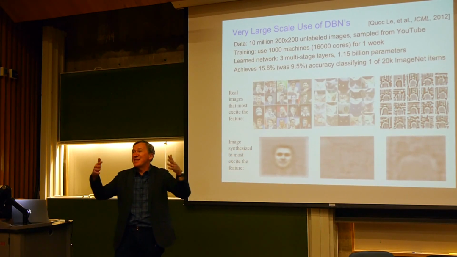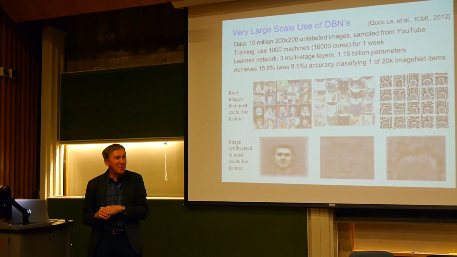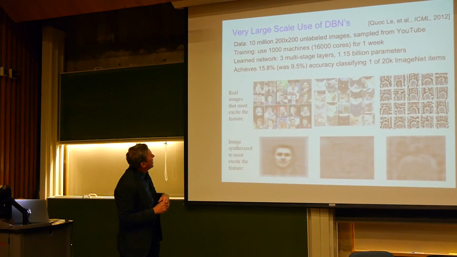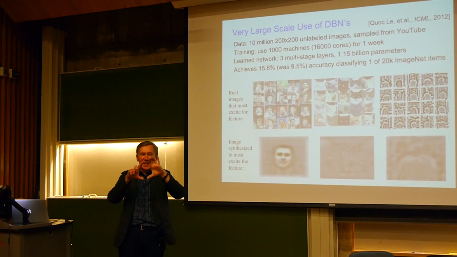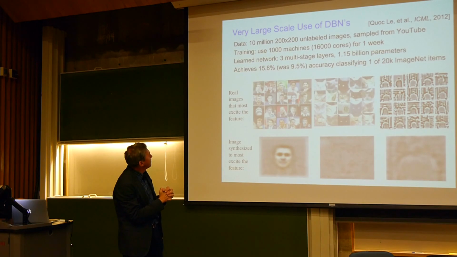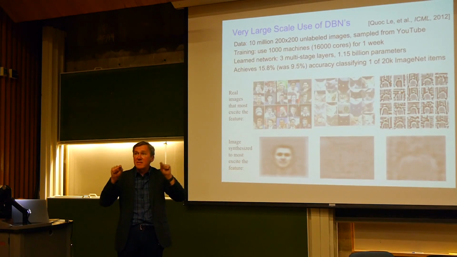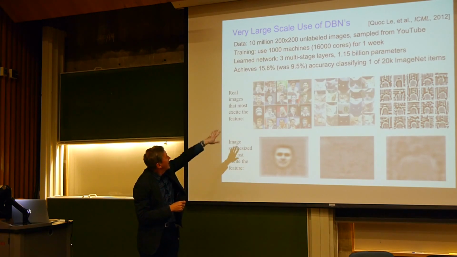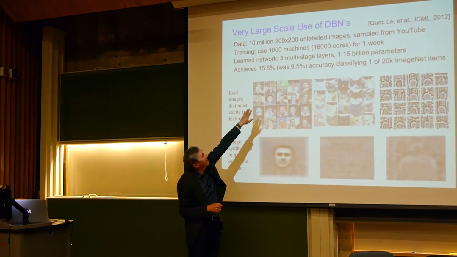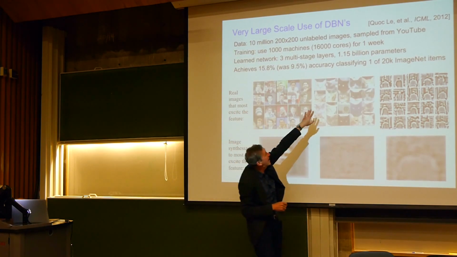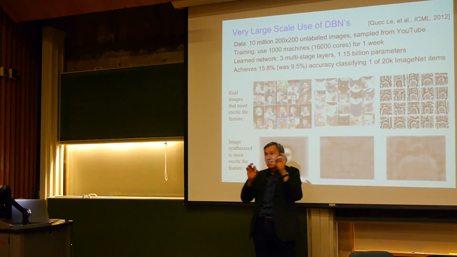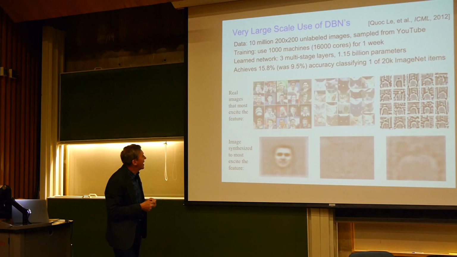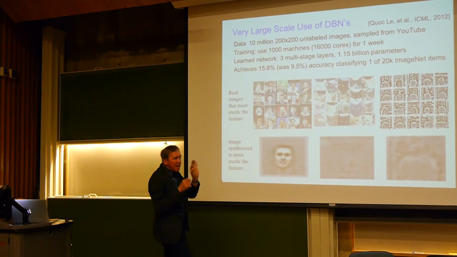And actually a big industry here on the side is figuring out how to use GPUs for speeding up the processing of this training. The network itself has 3 multi-stage layers. Each stage itself is a 3-layer network with a particular specialized architecture. Over 1 billion weights parameters trained in the network overall. And it dramatically increased the state-of-the-art results for classification accuracy of 1 out of 20,000 image classification problem.